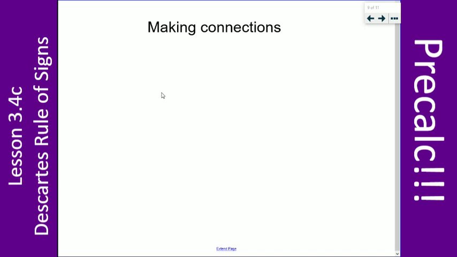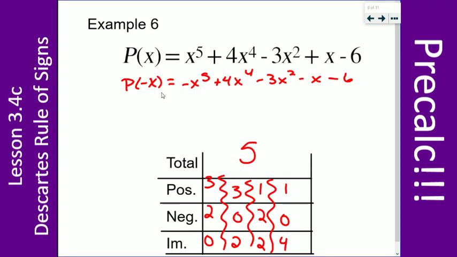All right, so if we're making our connections, first off, from here to here, make a mental note of what the exponents of the signs that changed were. What was the number of the exponent of the signs that changed from p of x to p of negative x? Got it? Okay. Jot them down on a piece of paper. Mental notes are not all that useful. What were the exponents of the signs that changed?